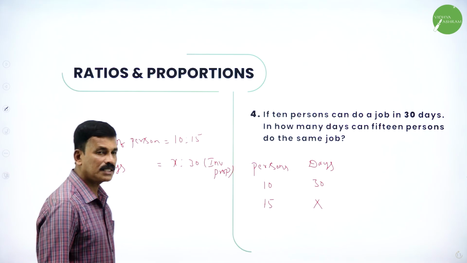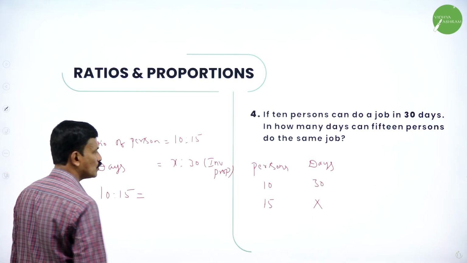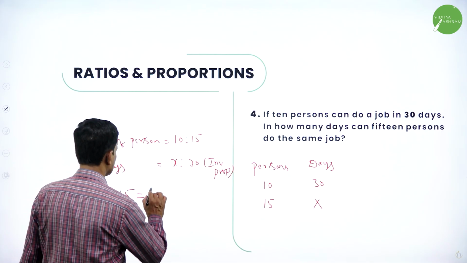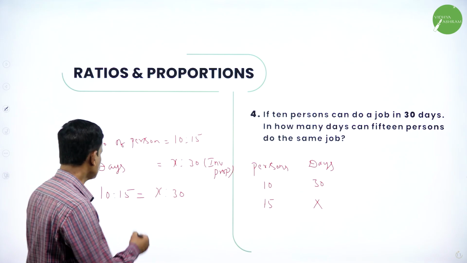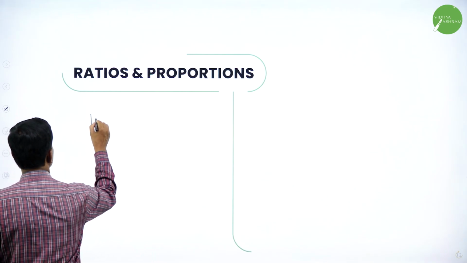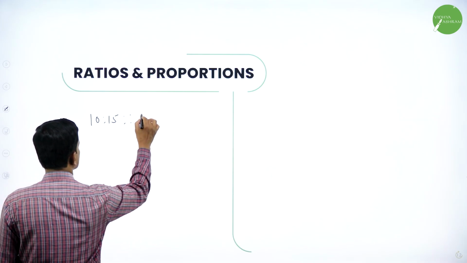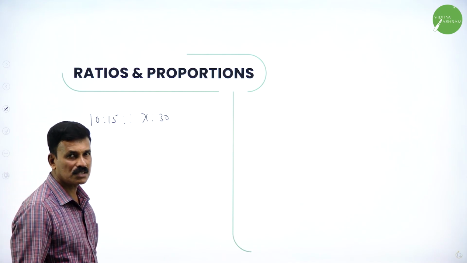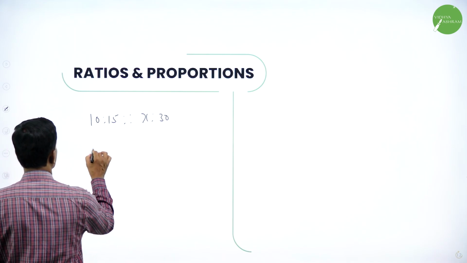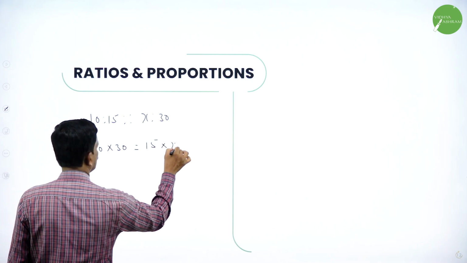We can write 10 is to 15 is equal to x is to 30. Simplify this, you will get the answer. That is 10 into 30 is equal to 15 into x.